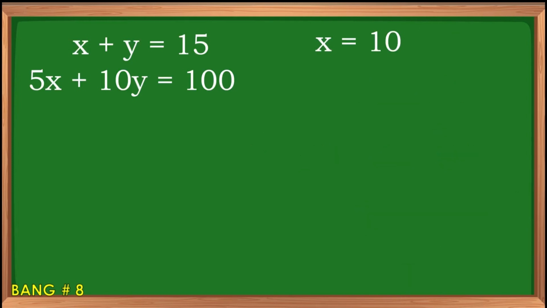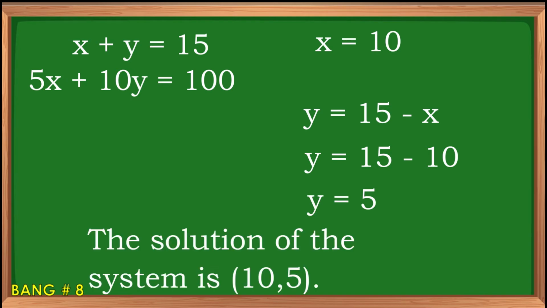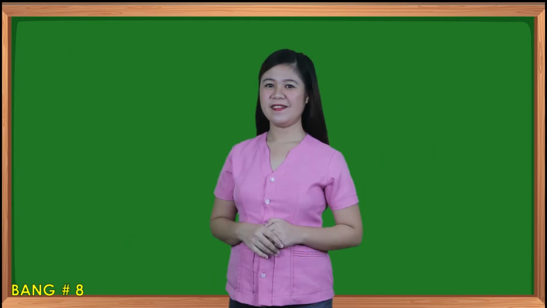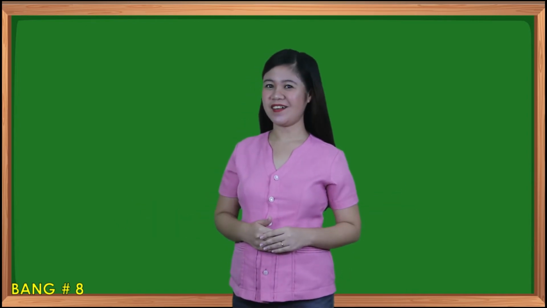To solve for y, we simply substitute 10 as x in the equation y is equal to 15 minus x. The result is 5. Therefore, the solution of the system is (10, 5). The number of 5 peso coins is 10 and the number of 10 peso coins is 5. That was easy. Now, let us have more.